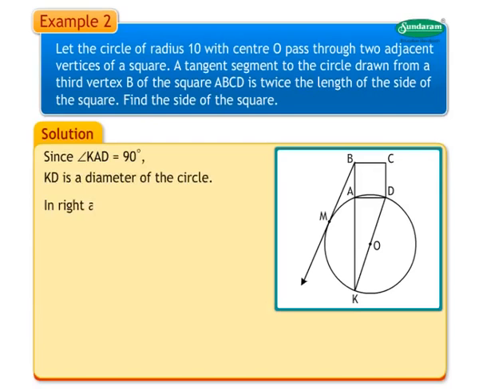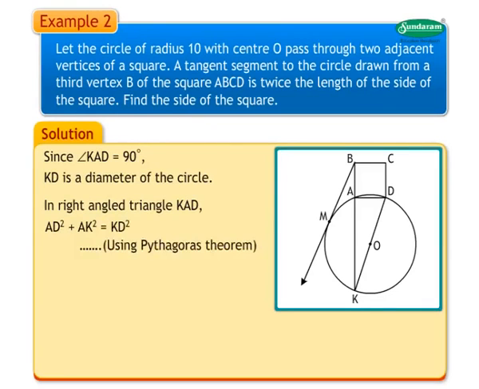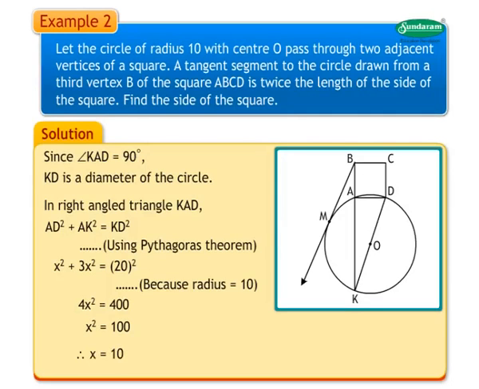In right-angled triangle KAD, AD square plus AK square is equal to KD square using Pythagoras theorem. x square plus 3x square is equal to 20 square because radius is equal to 10. 4x square is equal to 400. x square is equal to 100. Therefore, x is equal to 10. Thus, side of the square is 10.